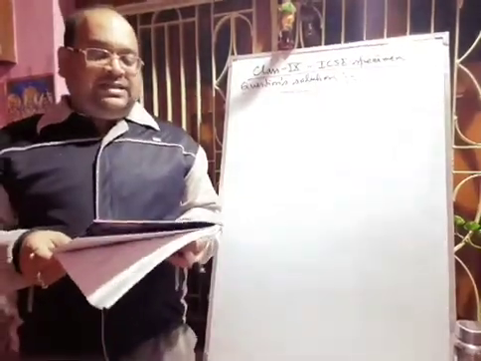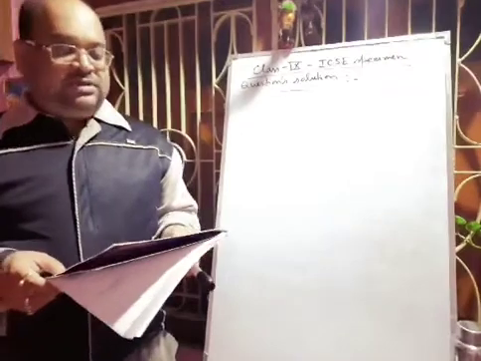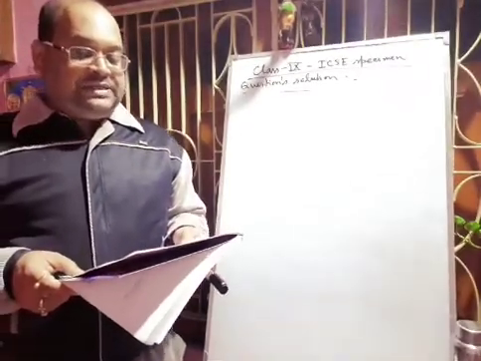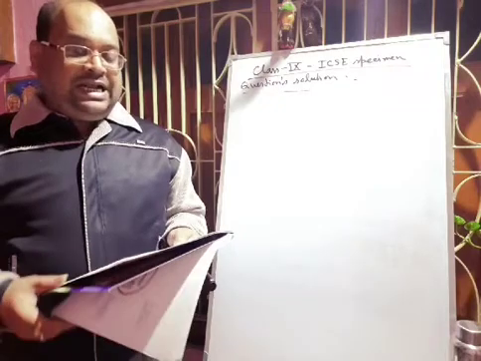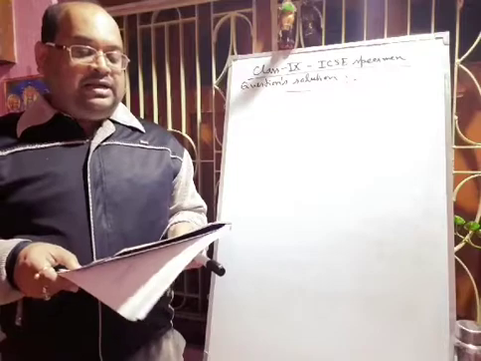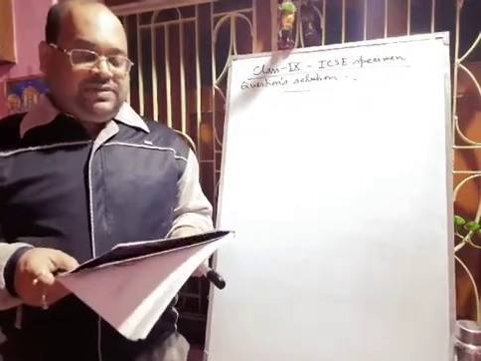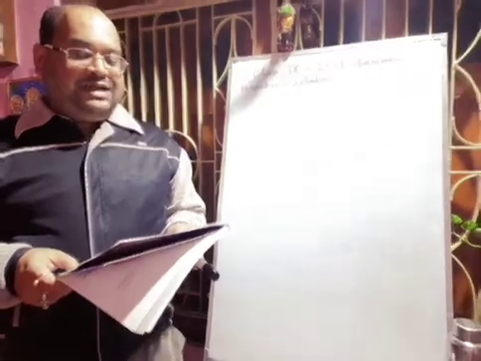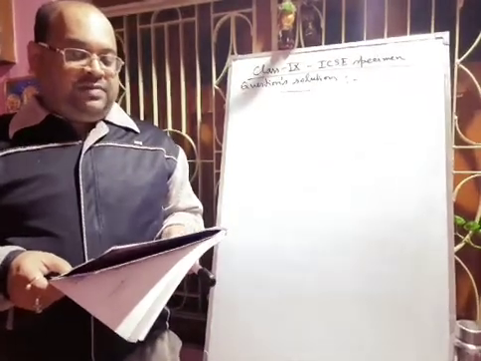Next question is given: state Boyle's law, that already we have discussed. And what is standard temperature and pressure? Also you know that standard temperature is 0 degree centigrade or 273 Kelvin, and standard pressure is 1 atmospheric pressure or 760 mm of Hg, or you can say 76 centimeter of Hg.